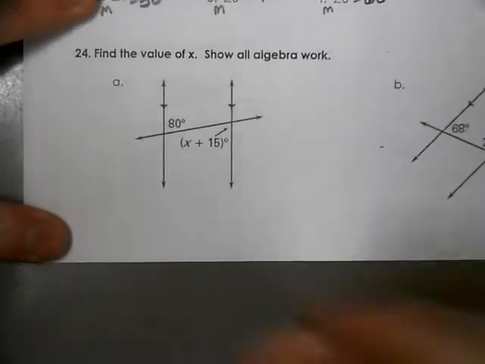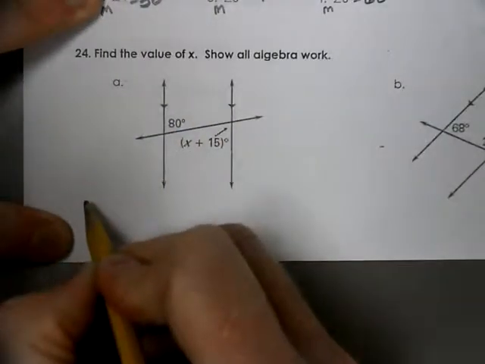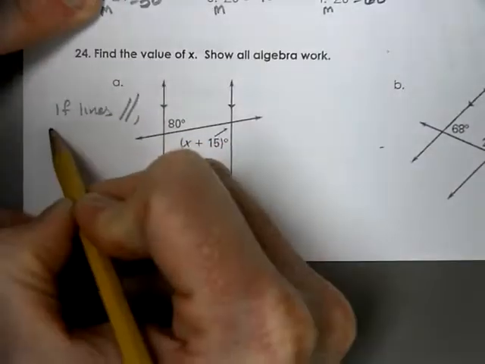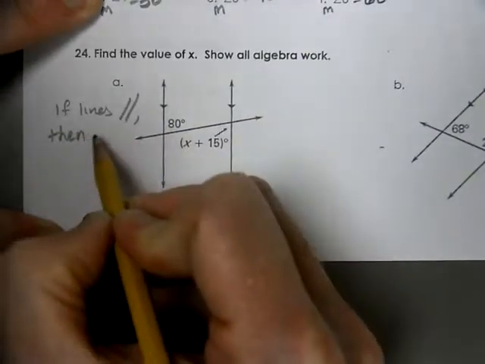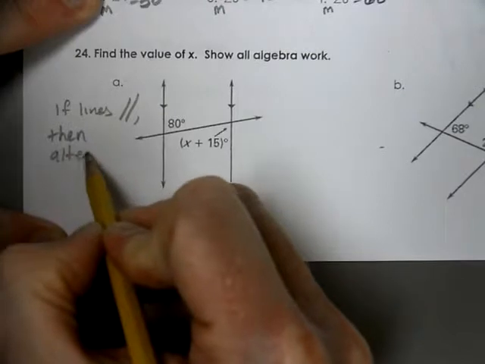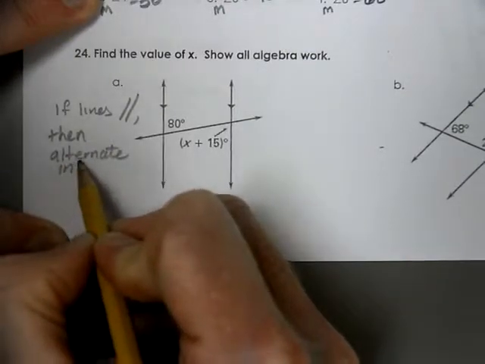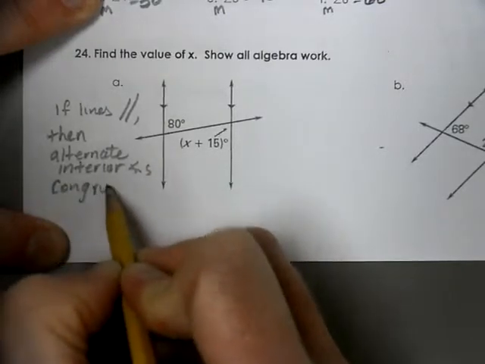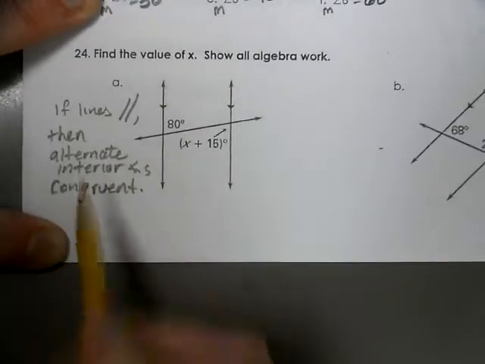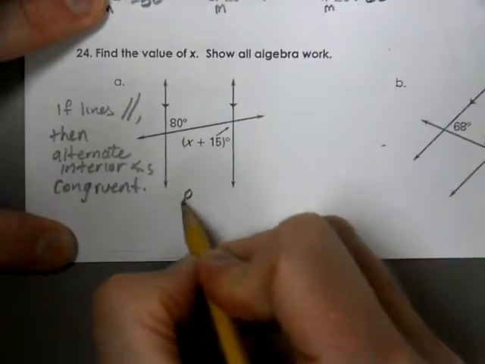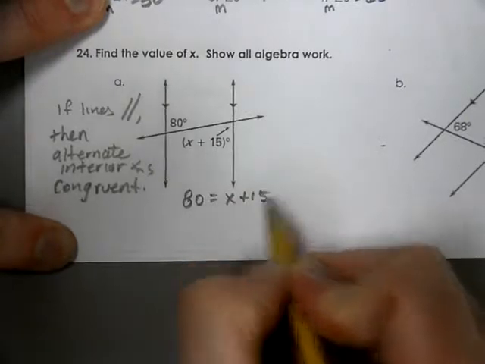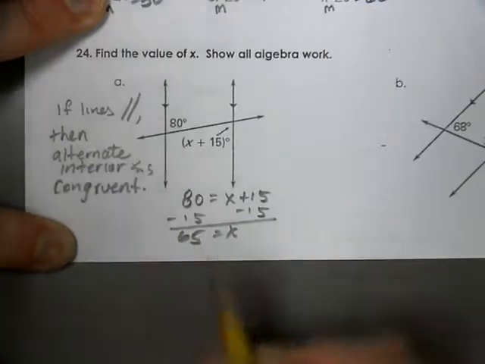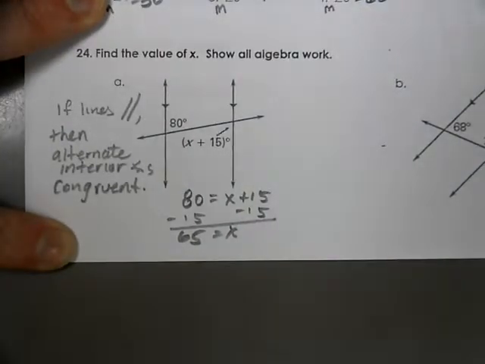Here we have two parallel lines. If lines parallel, then you got to name the angle. Alternate interior angles congruent. That's the theorem that we're using here. So if they're congruent, then we can set them equal to each other. So x is going to be 65 degrees.